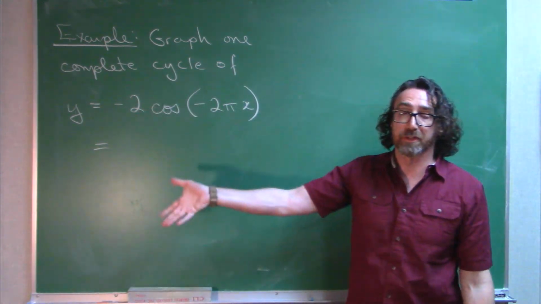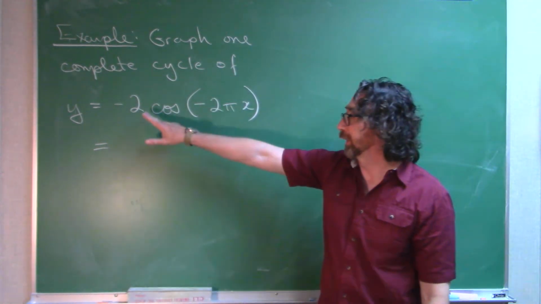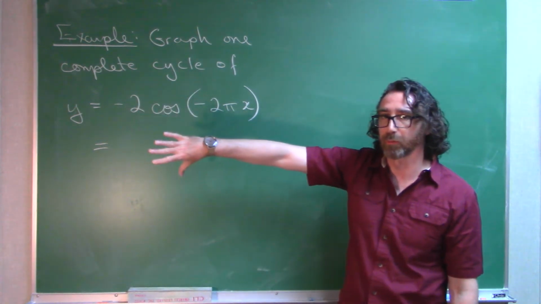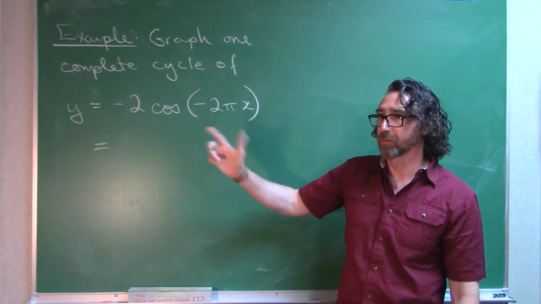Now, before we get started here, we're going to say, okay, we know how to deal with the negative out there. It's going to flip the graph vertically. Amplitude is going to be 2, and that negative will flip us over. What about this negative in here?